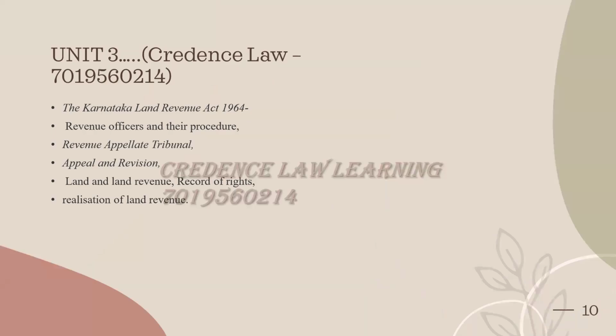Speaking of the third unit of the syllabus, we have the act called Karnataka Land Revenue Act of 1964. It was introduced to harmonize the land revenue laws and to bring a unified legal framework for the state. This act is divided into 15 chapters containing 202 sections.